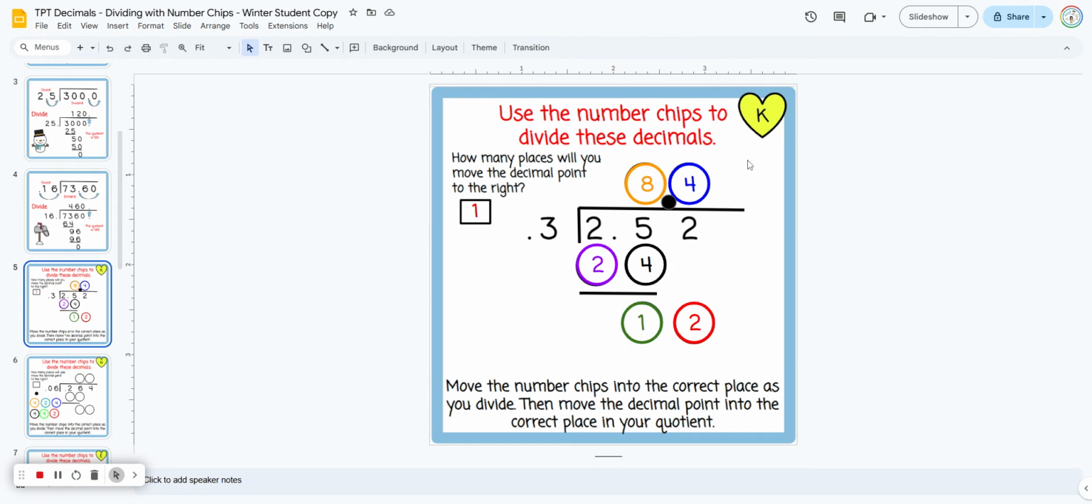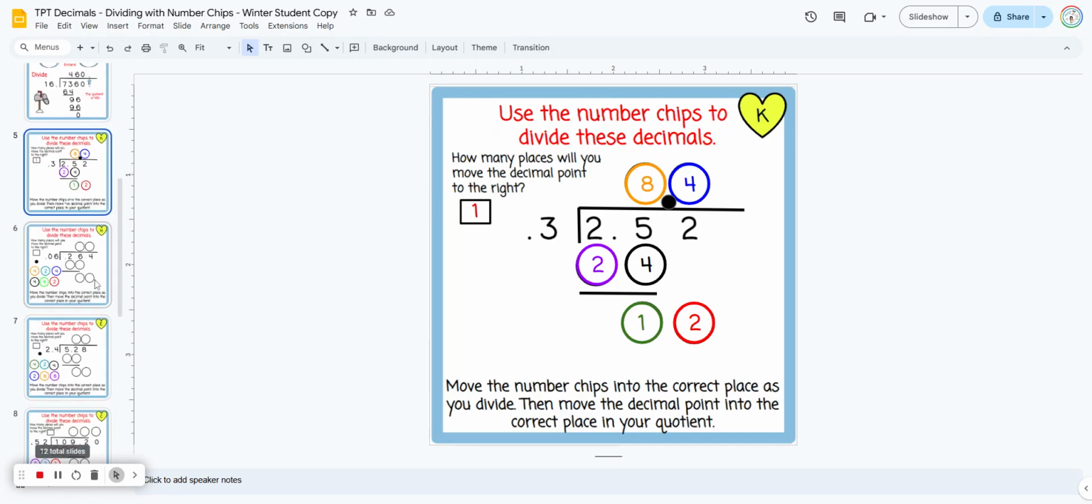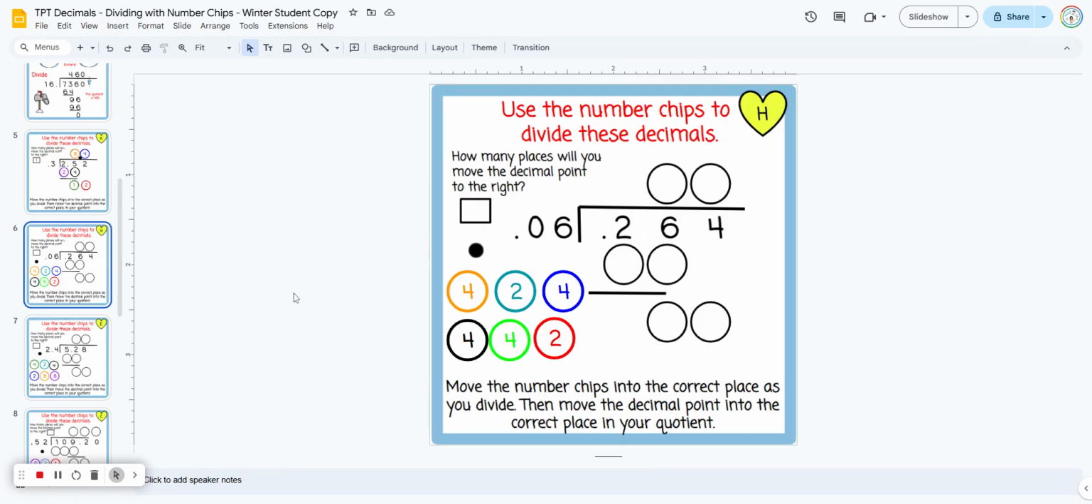Now you'll notice that every slide also has a letter and a yellow heart. They're going to use this letter, so they're going to combine the letter with their answer on the final slide in order to solve a winter riddle. So these problems get a little bit more difficult as they go. Again, first thing they're going to do is type how many places they're moving that decimal point to the right. They're going to do the division by moving the number chips, and then move that decimal point into place in their answer.